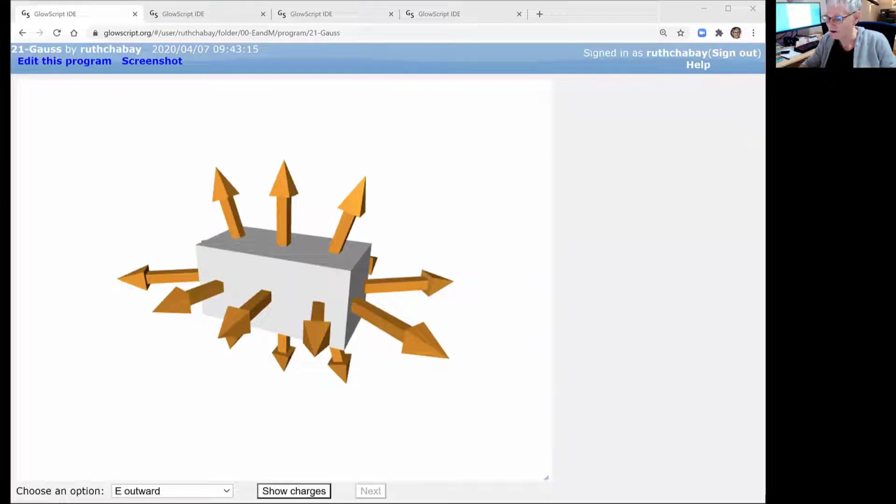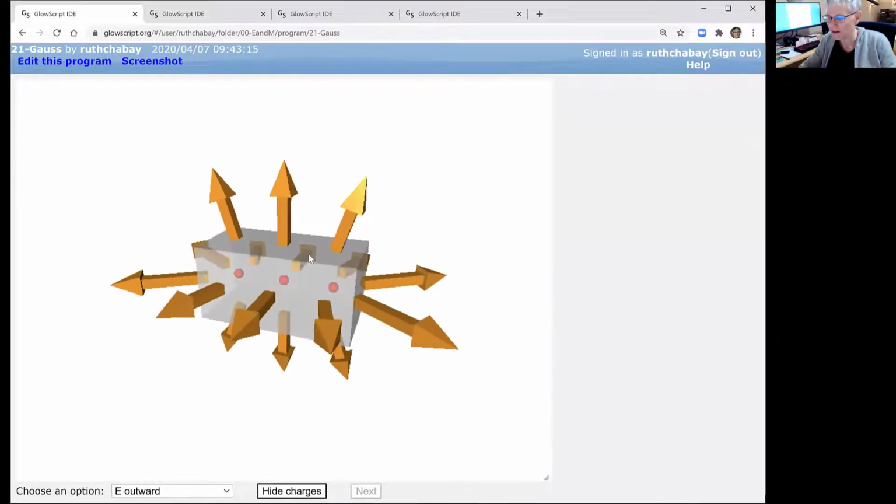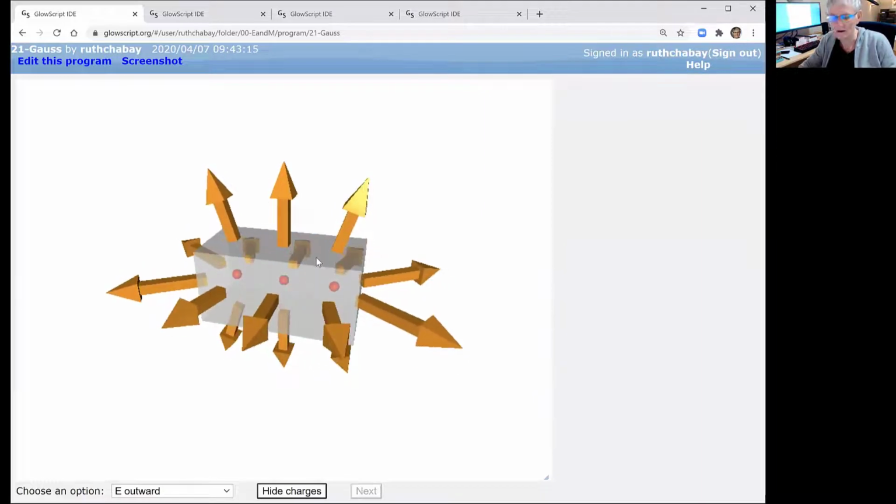We can check this. Let's see if we can show the charges. So we make the box a little bit transparent here, and we see that in fact there are positive charges inside this box, and that is responsible for the field pointing away from the positive charges. In fact there are three positive charges inside the box. Notice that you were able to deduce from the pattern of field what was inside this box.